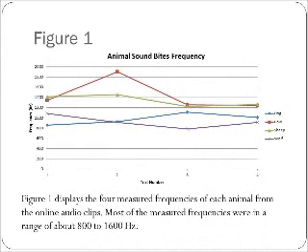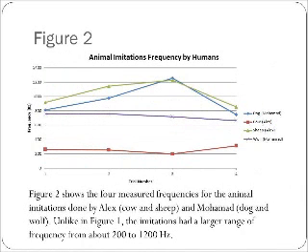You can see here that Figure 1 displays the 4 measured frequencies of each animal from the online audio clips. Most of the measured frequencies were in a range of about 800 to 1600 Hz. Here in Figure 2, we can see the 4 measured frequencies for the animal imitations done by Alex, cow and sheep, and then Mohamad, dog and wolf. Unlike in Figure 1, the imitations had a larger range of frequency from about 200 to 1200 Hz.